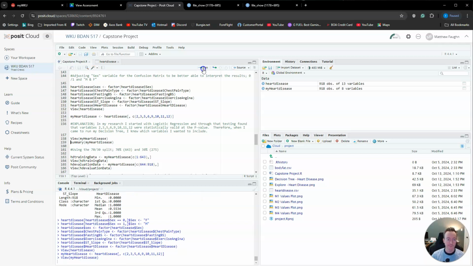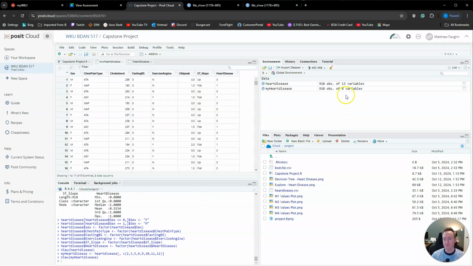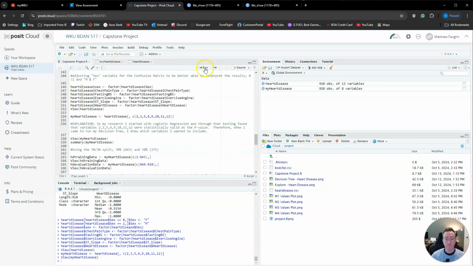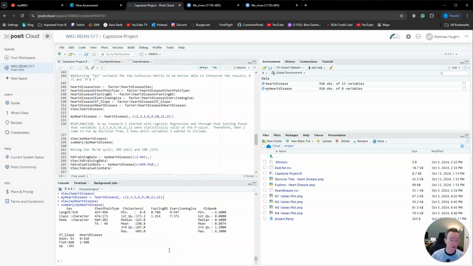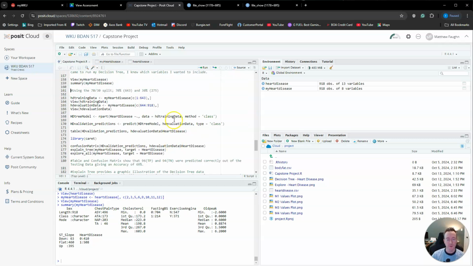And we can look there and confirm now we have 918 observations with 8 variables. We're running 7 X variables, and our Y will be heart disease. And again, just confirming our summary, what that looks like once we've changed the variables, just to help confirm we've done what we want to do in R to help us paint that picture.